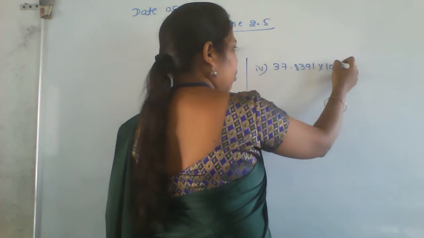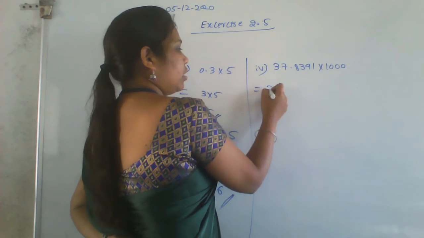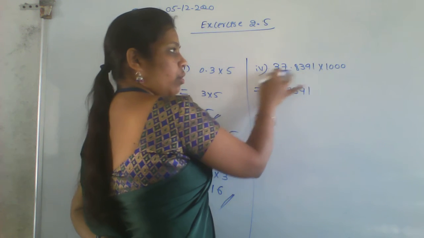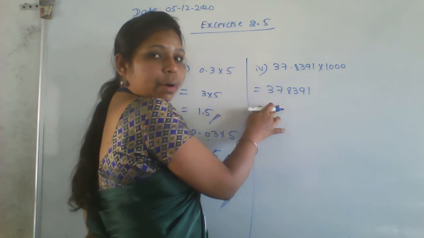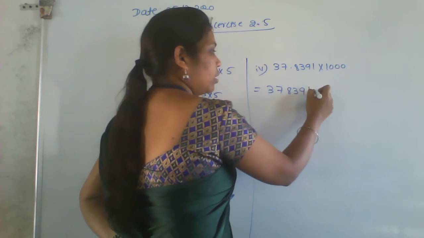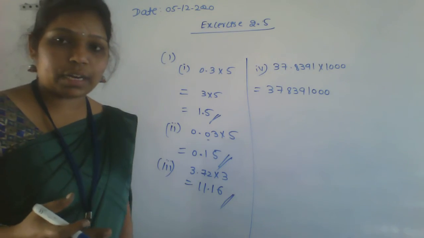8391 into 1000. How many zeros are there? 3 zeros are there. So first write this number, the same number you have to write. Whatever the number they given, that number only you have to write. How many zeros are there? 3. So write 3 zeros here. Okay, multiplication over. Directly we can do like that.